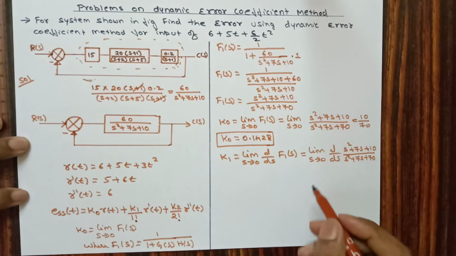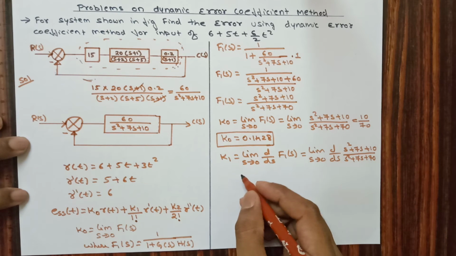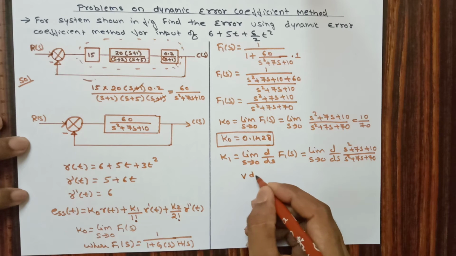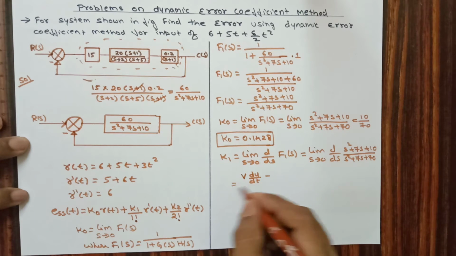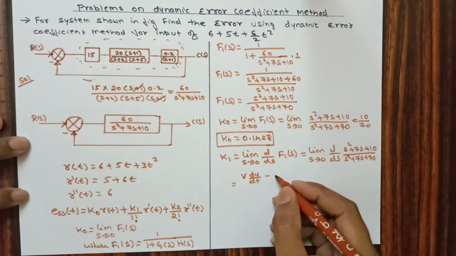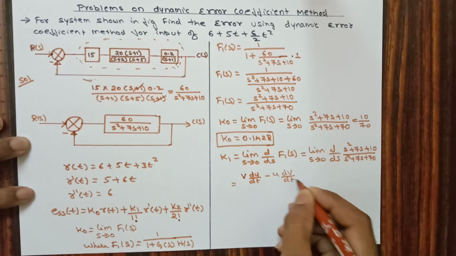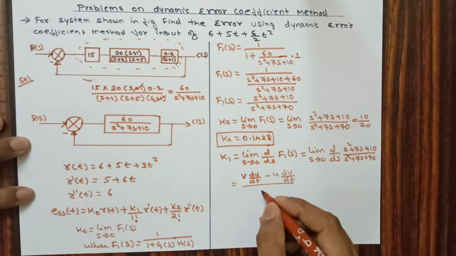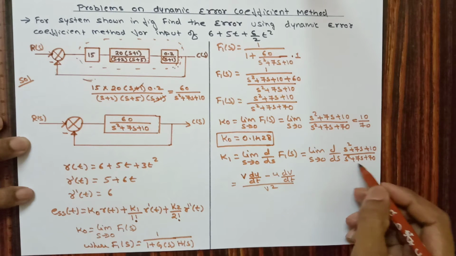Now you can see this is in u by v form, and we know that for u by v, we take v constant and differentiate u, minus u constant and differentiate v, divided by v square. Now in this case this term is u and this is v.